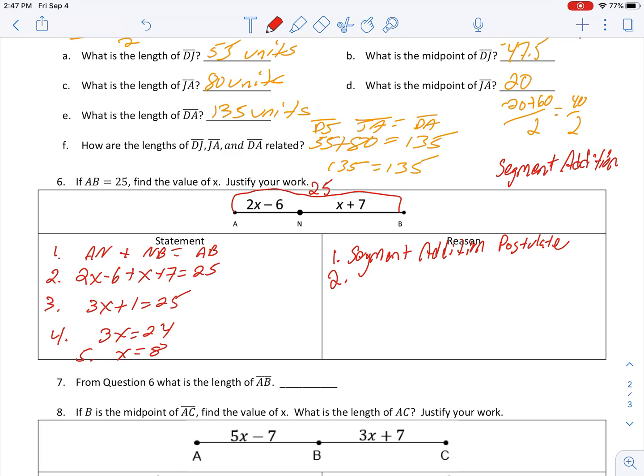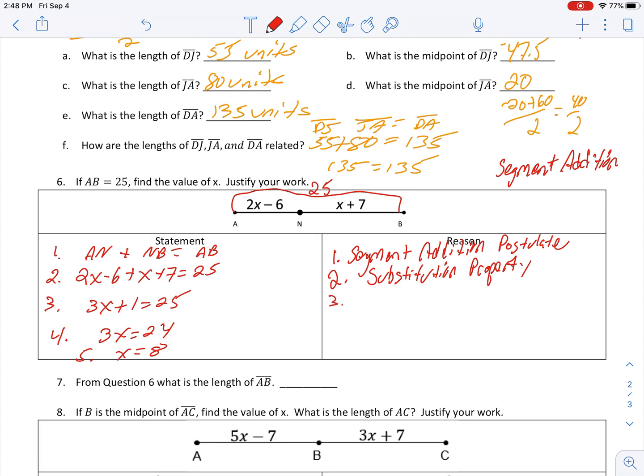Now to go from step 1 to step 2, I went from letters to the lengths, the numbers. And the way that happened was I used what we call our substitution property. I substituted those in for each of the lengths. So AN became 2x minus 6. NB becomes x plus 7. AB becomes 25. I substituted in. Now, talking about this in person is sometimes a little bit easier than just following through these videos.